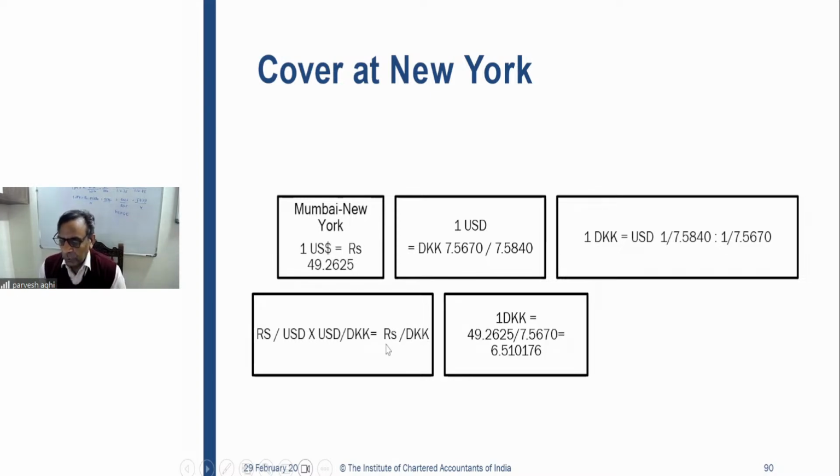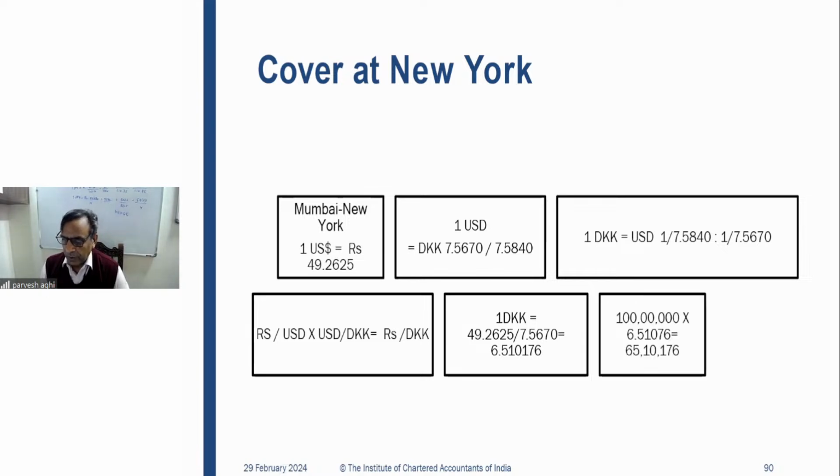Okay. So 1 DKK will be equal to 49.2625, which is the dollar rate, divided by 7.5670, which is the ask rate, which we are going to use, and so we get 6.501076.